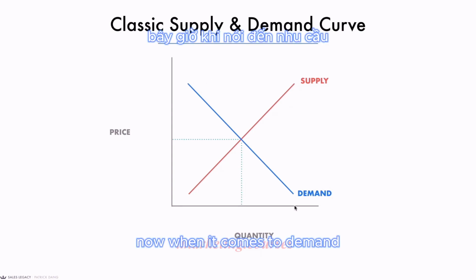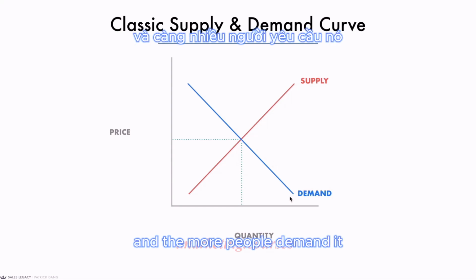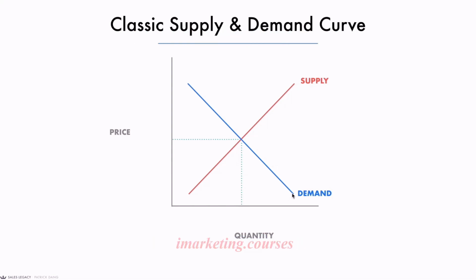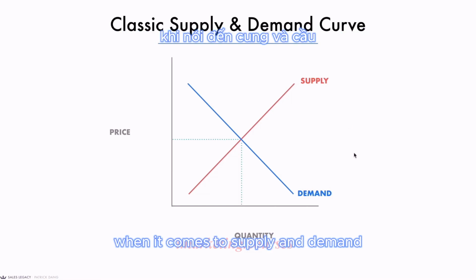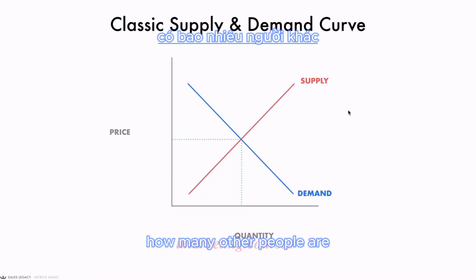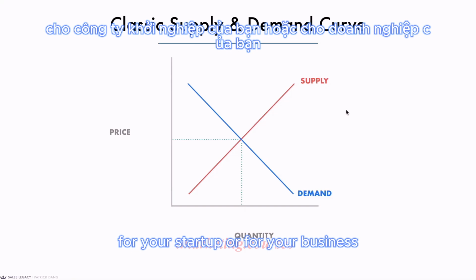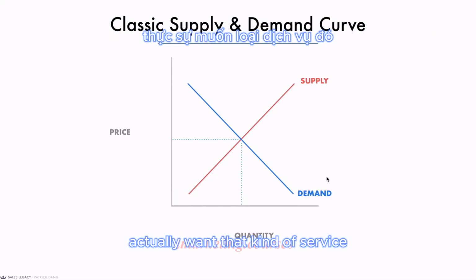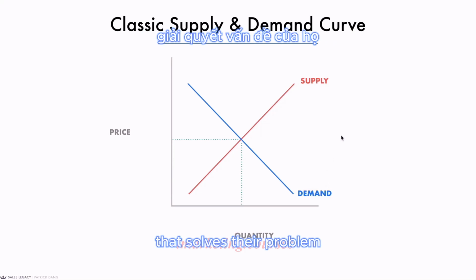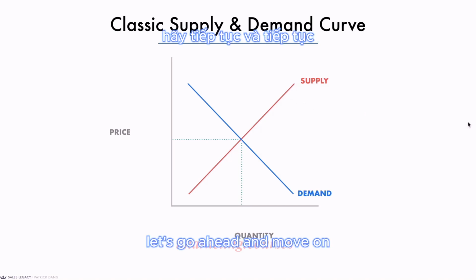Now, when it comes to demand, the less people demand it, the lower the price is going to be. And the more people demand it, the higher the price will be. So again, that's all you really need to understand when it comes to supply and demand. You've got to understand how many other people are supplying the same solution to that problem as you for your startup or for your business, and how many people, meaning the demand, actually want that kind of service that solves their problem. So that's basically the classic understanding of supply and demand. So with that said, let's go ahead and move on.